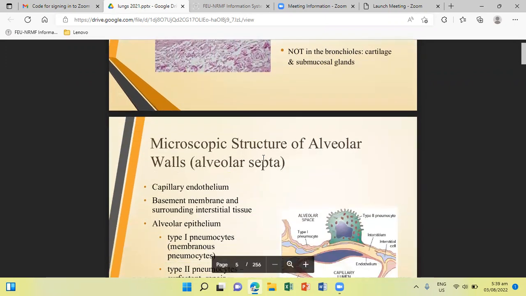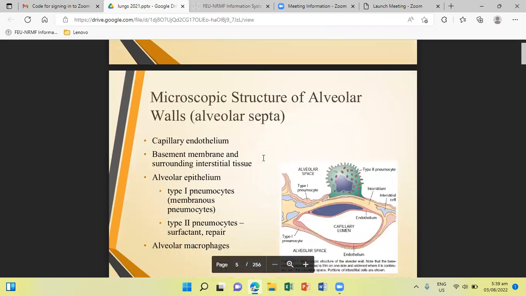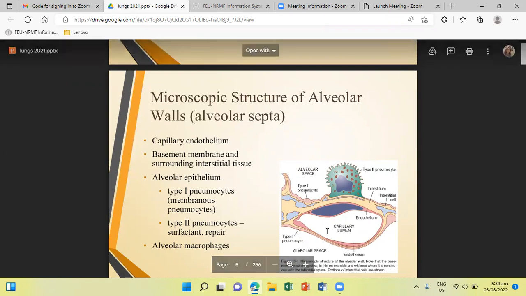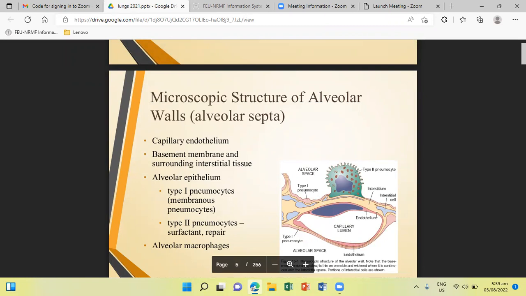We're going to look at the alveolar septa. So we have the different structures. The first here is what we call the capillary endothelium. So this is your blood vessel. It is lined by endothelial cells. The endothelial cells line anastomosing capillaries. Next to it would be your basement membrane and the surrounding interstitial tissue, which separates the endothelial cells from the epithelial cells. So again, this is the endothelial side, and this is the epithelial side.